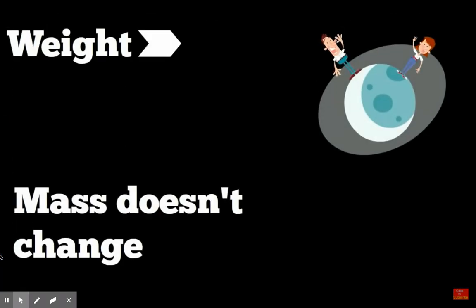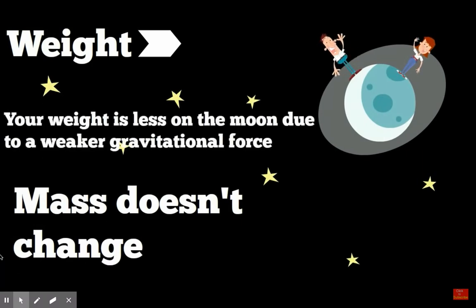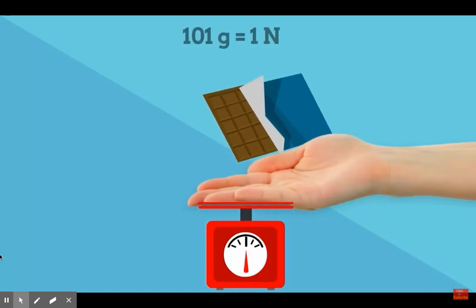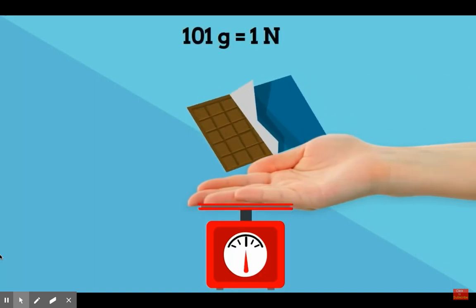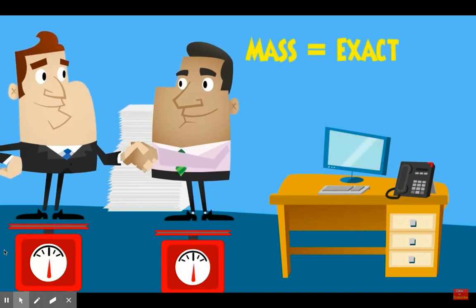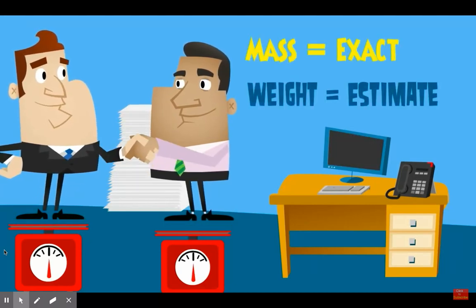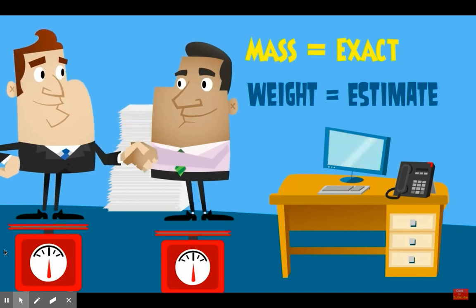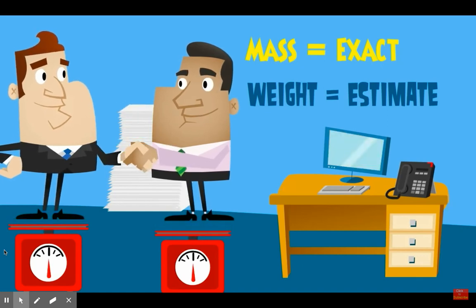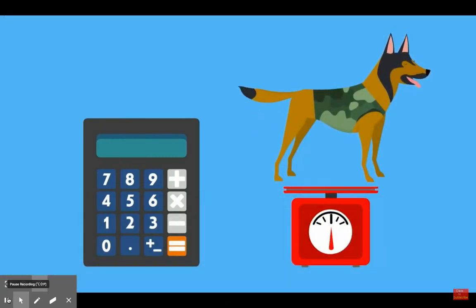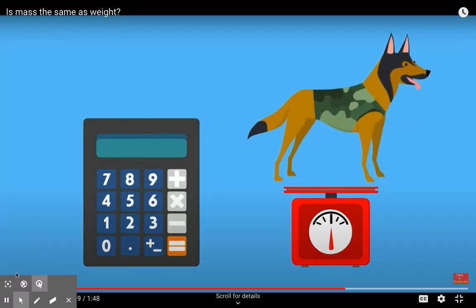Your weight can change based on the gravitational pull of your location. For example, you weigh less on the moon than on Earth. The weight of a candy bar that has a mass of 101 grams exerts a force of 1 newton when held in your hand. When you step on a scale, it is an accurate measure of your mass, but an estimate of the force of your weight that is exerting on the scale. To find out how much force a 100-kilogram dog exerts on the, just multiply by 9.